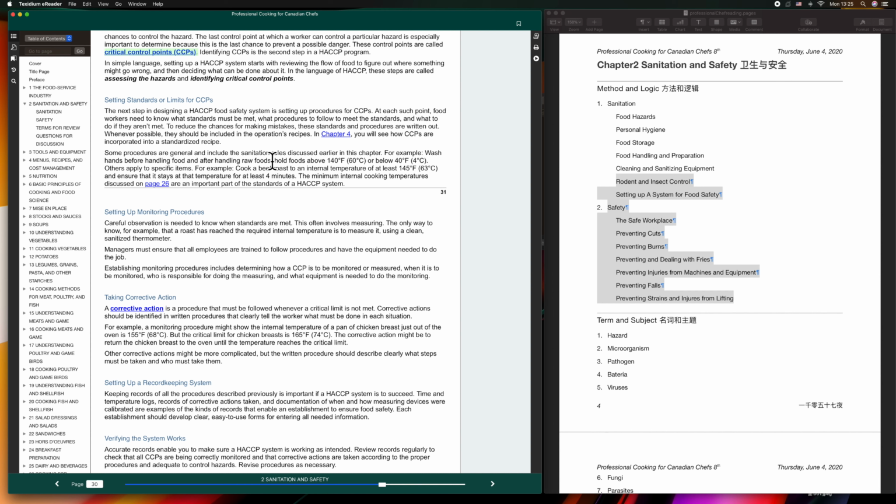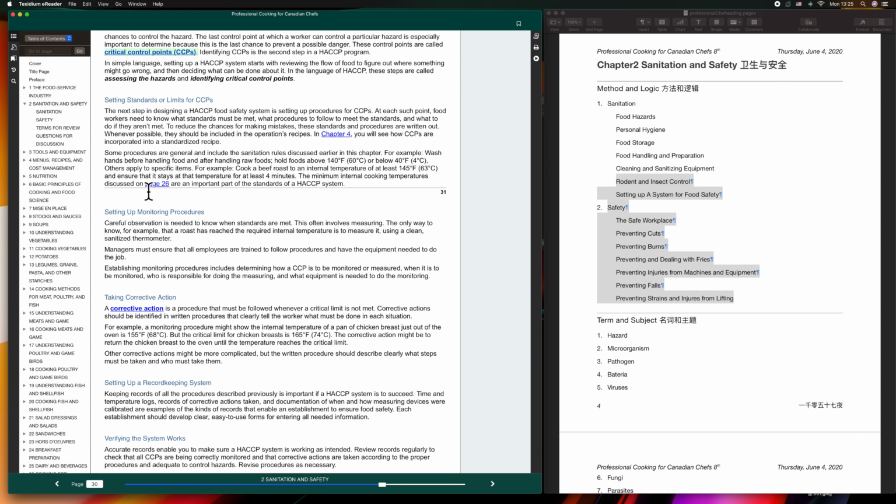In Chapter 4, you will see how CCPs are incorporated into a standardized recipe. Some procedures are general and include the sanitation rules discussed earlier in this chapter. For example, wash hands before handling food and after handling raw foods.